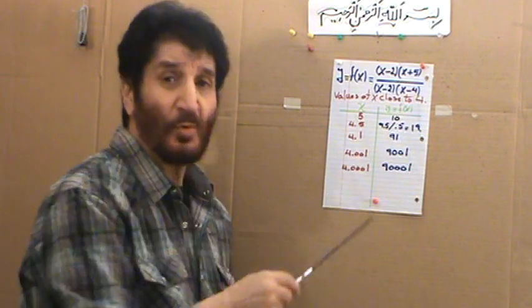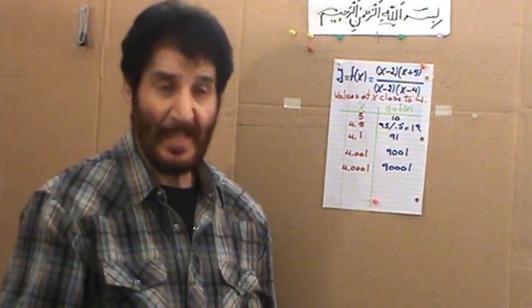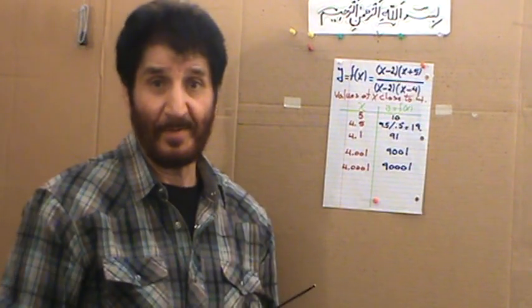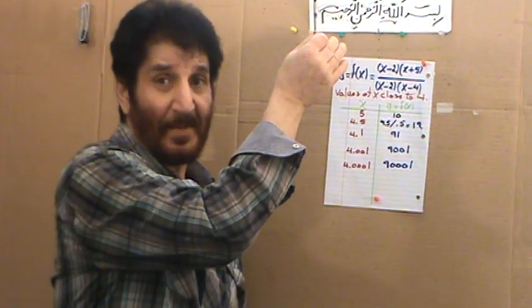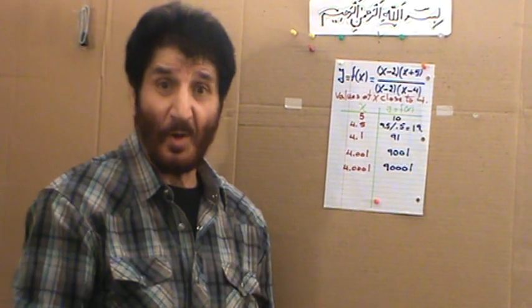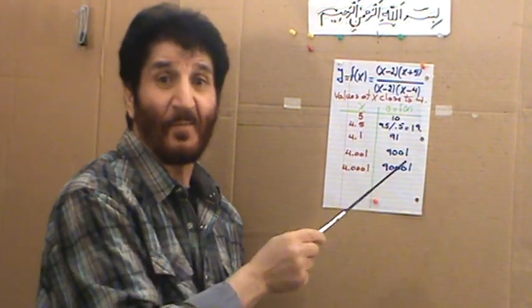And then I go to another one, let's say 4.001. And when I give that one, the answer becomes 9001. So the value of the function becomes terribly big. Is that right? Now again, I go to 4.0001, and look at that, the answer becomes 90001.